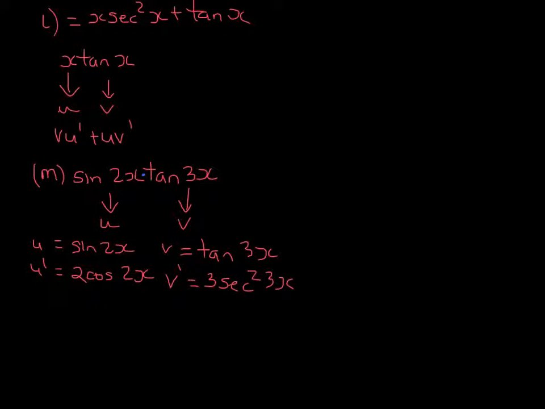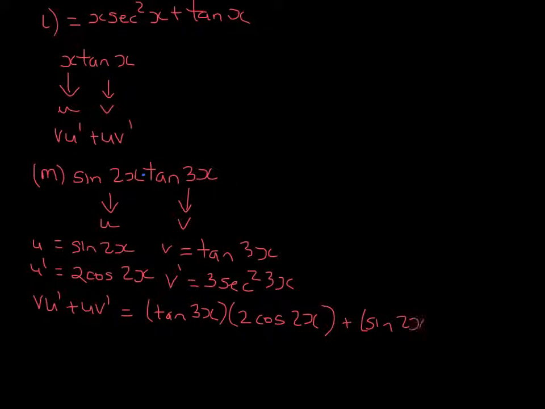One of the biggest mistakes people make with these trig ones is not differentiating the trig function itself. They do the whole derivative right, they rewrite the 2x at the end, but they forget to derive the trig function. Alright, so our rule is vu dash plus uv dash. So in this case, v is tan 3x, u dash is 2 cos 2x, plus, and then we've got u, which is sine 2x, and v dash is 3 sec squared 3x.